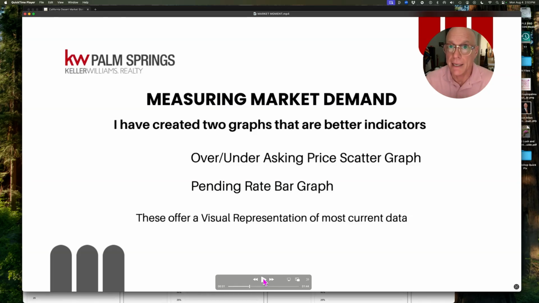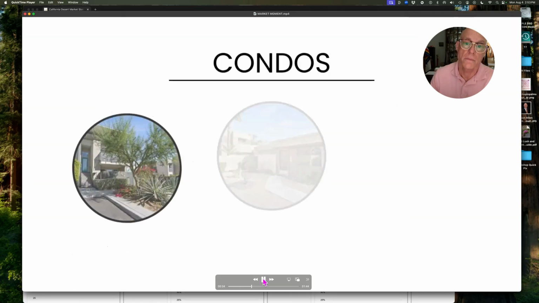These are not available from my multiple listing service. I've actually had to extract the data, manipulate it a bit, put it into a spreadsheet, move it from a spreadsheet into Google, and then use AI to actually analyze the data.